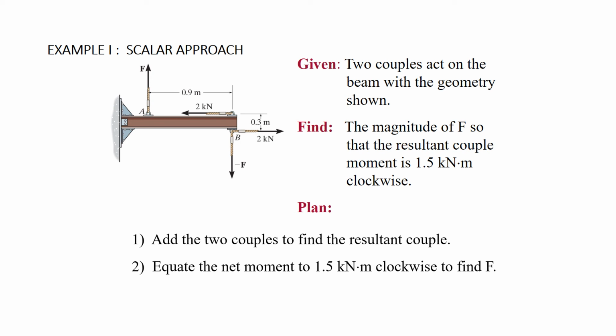What I'd like to point out is that one couple involves 2 kilonewton forces, one to the left and one to the right. The other couple comes from the force F pointed up on the left and down on the right. So notice that if you sum the forces in the x direction and the y direction, they'll come out to be zero in both directions. But we will still have a pure rotational tendency of 1.5 kilonewton meters clockwise if we choose F correctly. So see if you can work on that problem on your own, and you'll find the solution available in the handout.